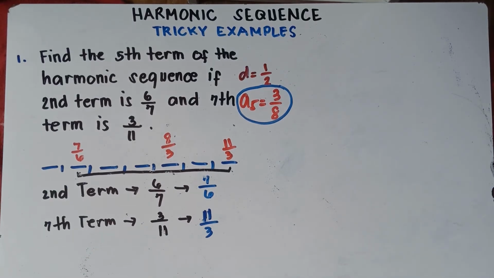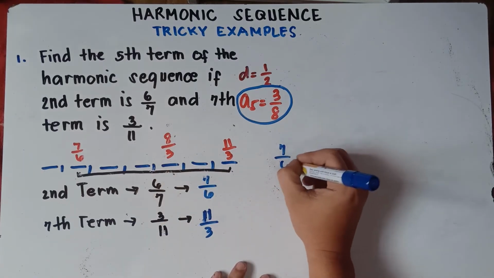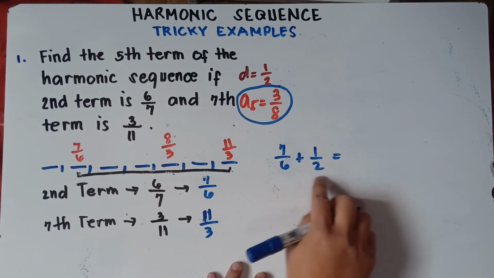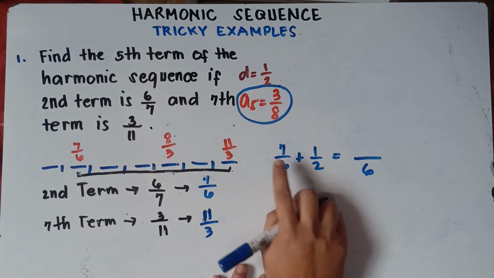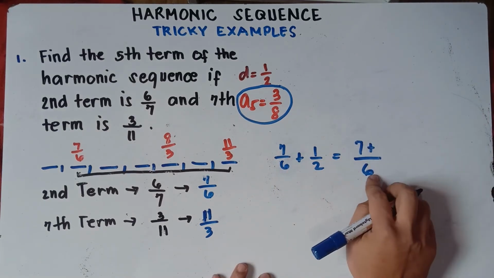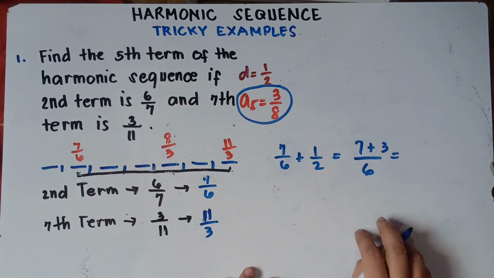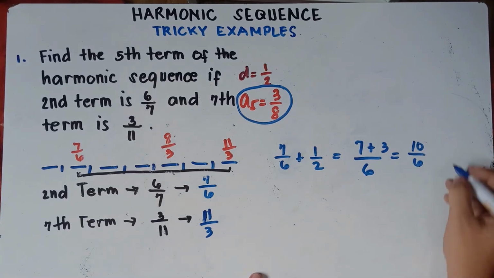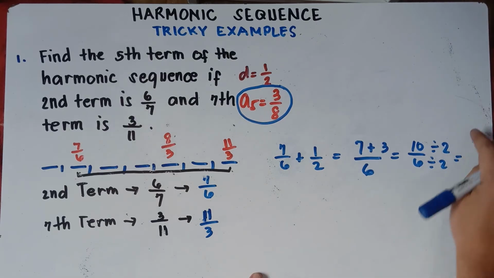Alright, so 7 over 6, and our common difference is 1/2. Using the arithmetic sequence, 7 over 6 plus 1/2. The LCD is 6. 6 divided by 6 is 1 times 7 is 7, plus 6 divided by 2 is 3, times 1 is 3. So this will be 7 plus 3 is 10, over 6. Now we can reduce 10 over 6 by 2. 10 divided by 2 is 5, and 6 divided by 2 is 3.